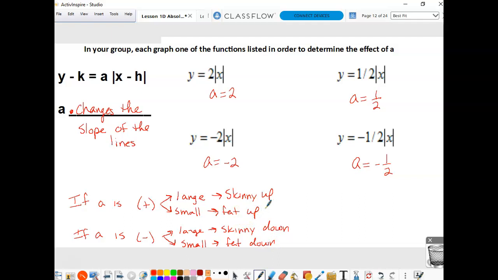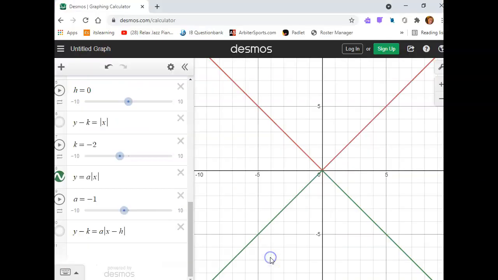Okay, so we're going to put all of those pieces together, and I'm going to show you the graph with all of the sliders and how the entire graph can change based off of the A value, the H, and the K. So let me go back to Desmos real quick. If you're not done writing it down, just go ahead and pause.